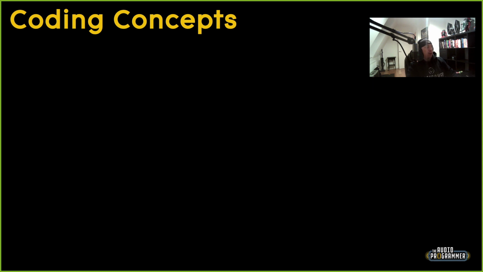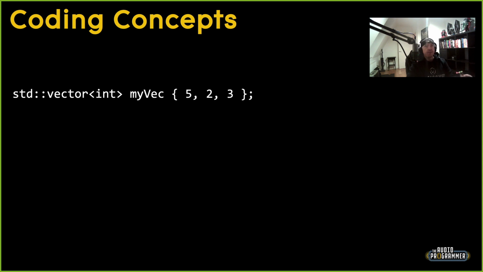So now we're going to take our vector. We're going to initialize it with these three values, 5, 2, and 3. Now I'm going to show you 2 or 3 things that are very commonly used. There are a load of different things that you can do with the vector to add elements, take elements out, and so on and so forth.